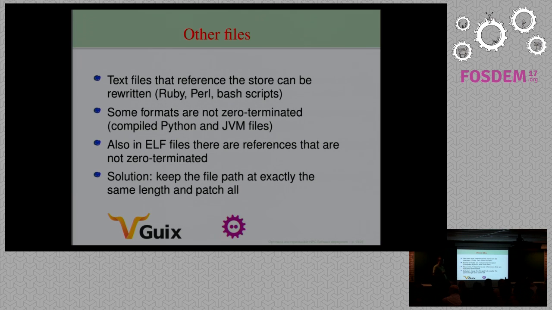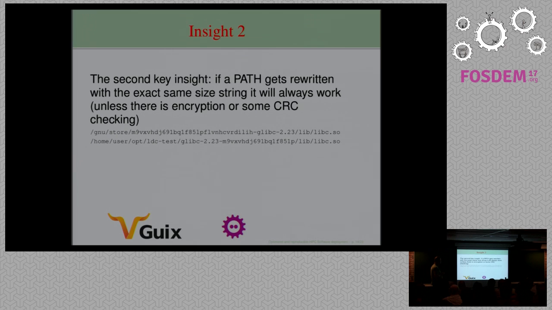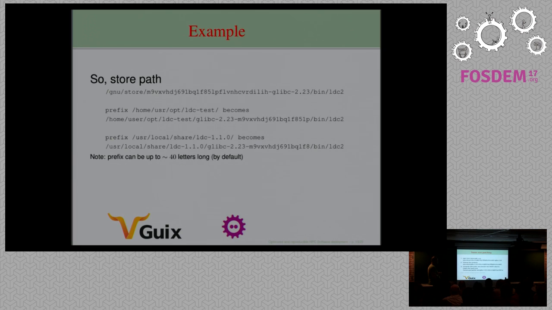Yeah, so one night I had an idea. I said, well, why don't we keep the file path at exactly the same size and patch everything? So basically, there's a second insight. You end up with something that has the exact same string length. So home user opt gets replaced, and the hash value basically gets cannibalized to make it the same size. Okay, and it works. The only downside is that the prefix can be up to 40 letters long, because then your hash value is gone and the prefix.